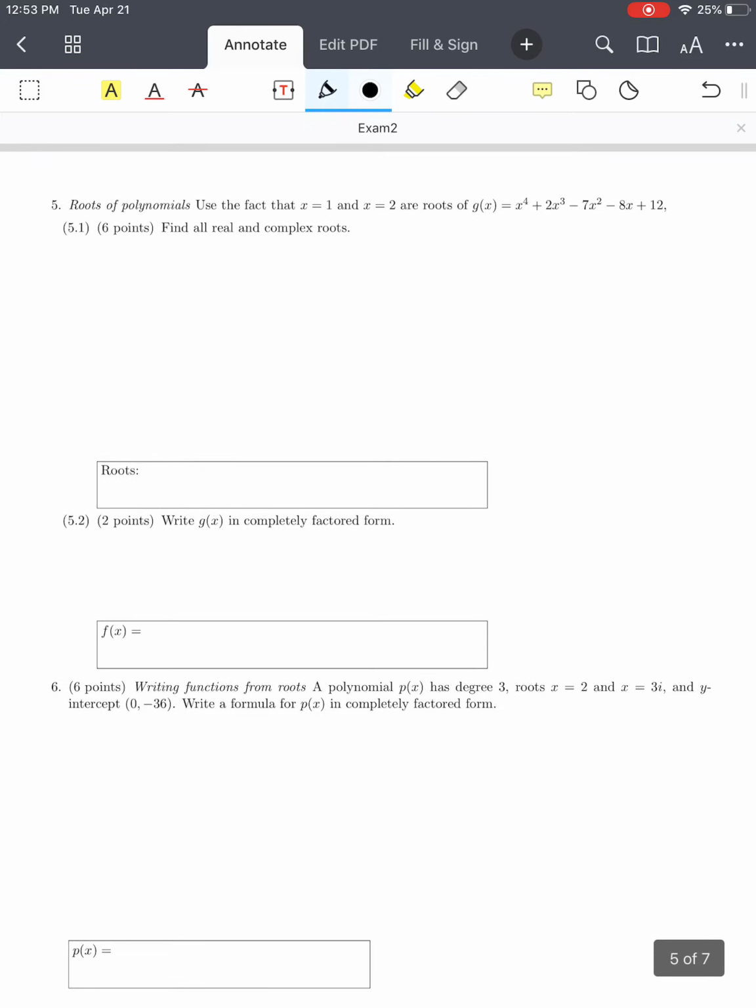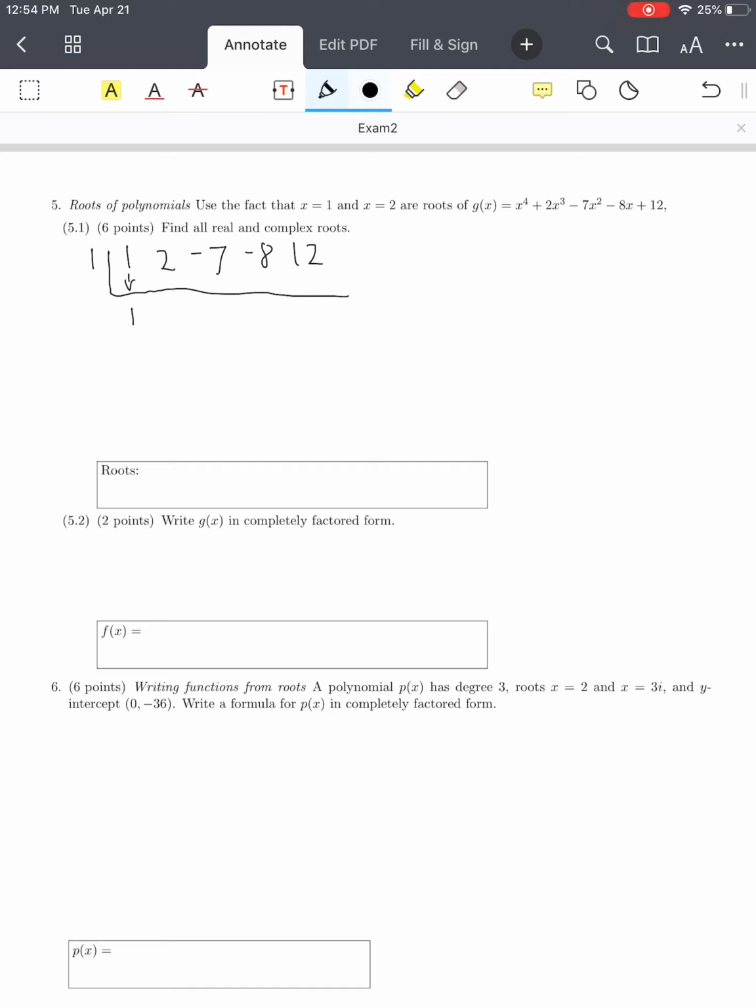Okay. So then for problem 5, roots of polynomials, it's a very similar question. Using the fact that x equals 1 and x equals 2 are roots, we want to find all real and complex roots. So we're going to do the same thing that we did last problem and use synthetic division. So 1, 1, 2, -7, -8, and 12, just pulling out the coefficients of the problem.